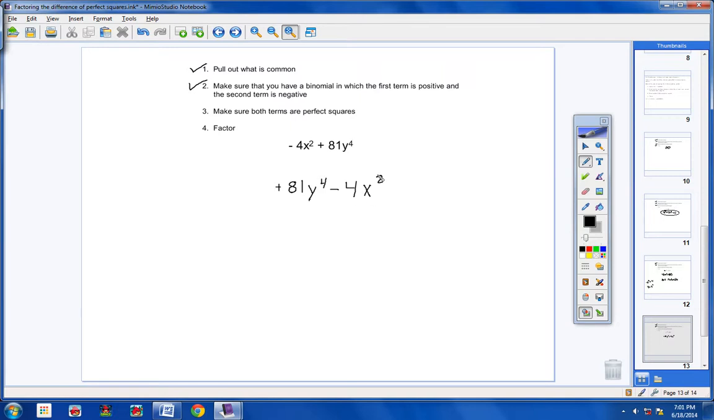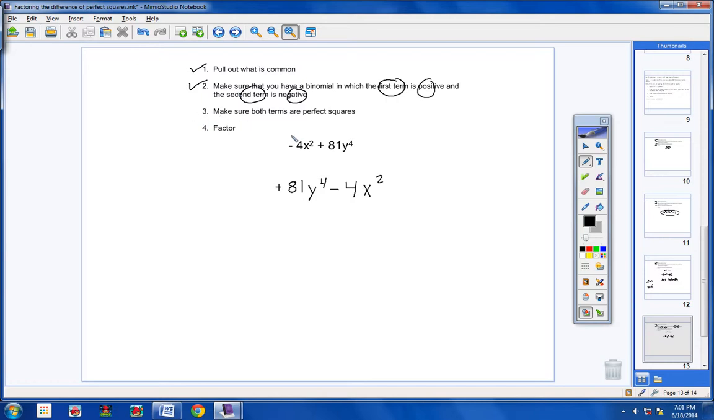I have a binomial. My first term is positive, and my second term is negative. So we're good. Now, by the way, if you chose to pull a -1 out like this, and then make your 4x squared negative and your 81y to the fourth positive, or if you chose to pull out a -1 and make your 4x squared positive and your 81y to the fourth negative, I will give you full credit for that on a test as long as you go ahead and factor this out the right way. So if you did that, I have no problem with that. To me, it's just easier to swap the two terms, okay? All right, moving on to step 3.